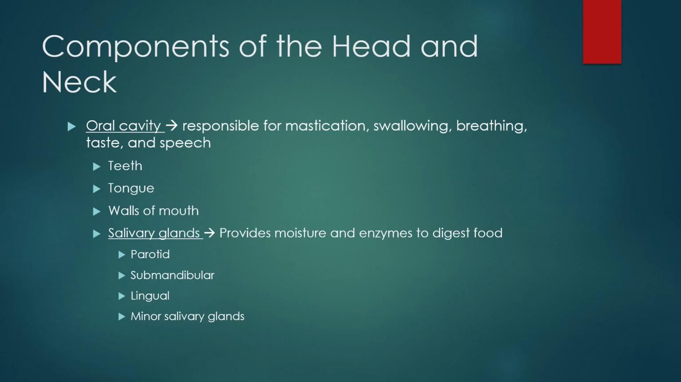We have the parotid glands, which are mostly serous acini, so watery, enzyme-rich. We have the submandibular glands, which are mixed with serous and mucus. And then we have the sublingual glands, which are mostly mucus acini. Then there are minor salivary glands, which are scattered everywhere throughout the oral mucosa.